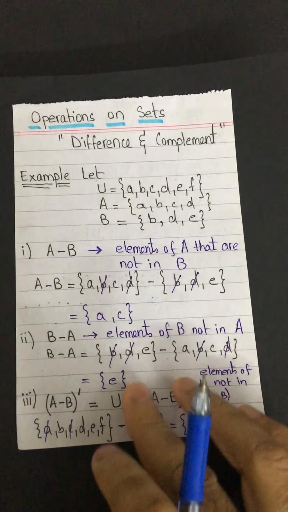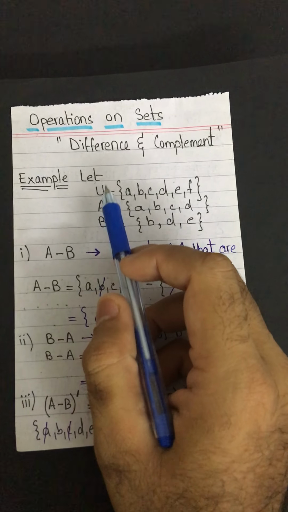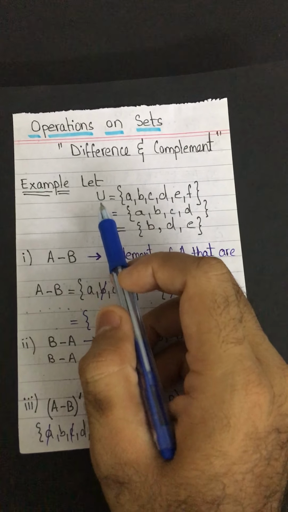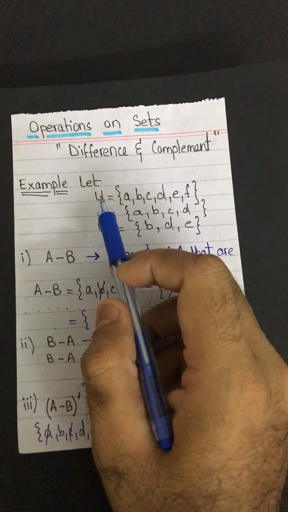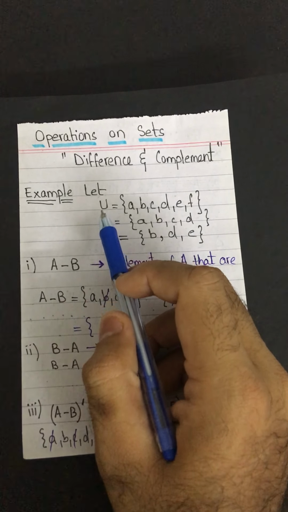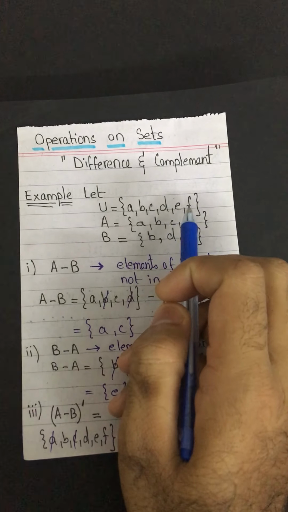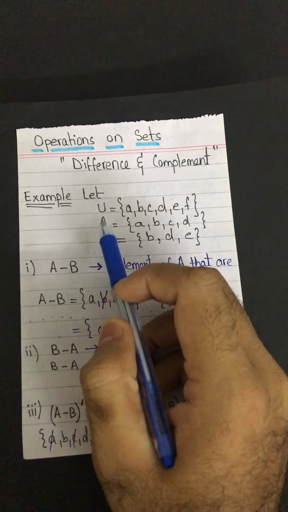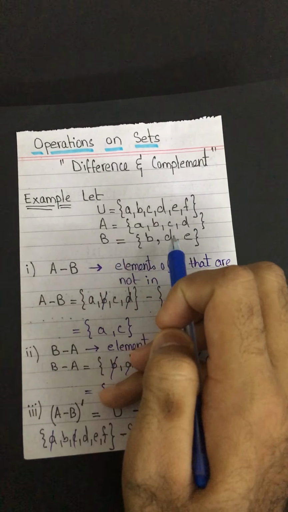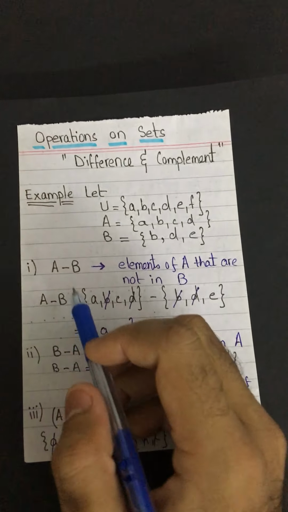So starting with the example, we have an example in front of us. In this example we have a universal set. I always represent universal set with a capital U. You can see different representations for the universal set in your books and on the internet, but I always use capital U. So the universal set is A, B, C, D, E and F, and I have two sets. Set A has members A, B, C, D, and set B has members B, D and E, and I have to find the difference of two sets.